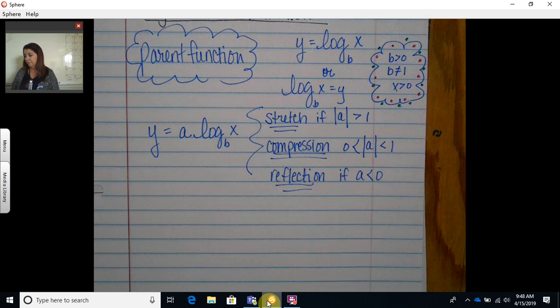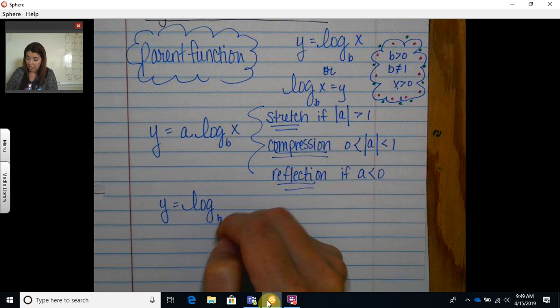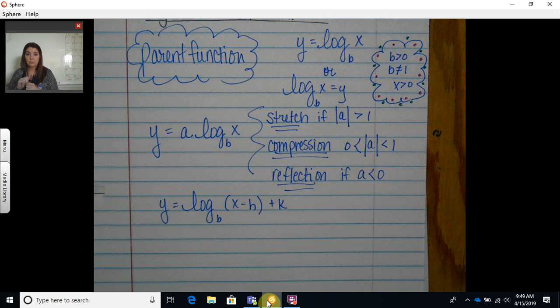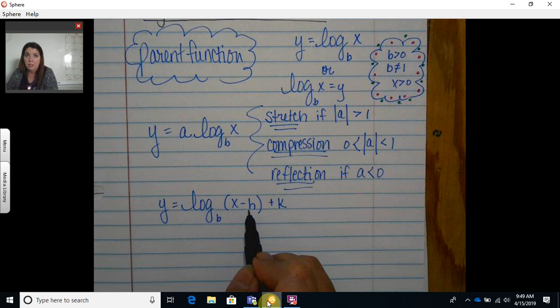Now your graph could also shift up or down, left or right. And the way you tell that, we have y equals log base b of open parentheses x minus h close parentheses plus k. One really important thing to note, that h tells you where your asymptote's going to be. But also you have to realize that in this format, it's subtracting h. So if h was 4, it's going to look like negative 4 when you plug it in, right?